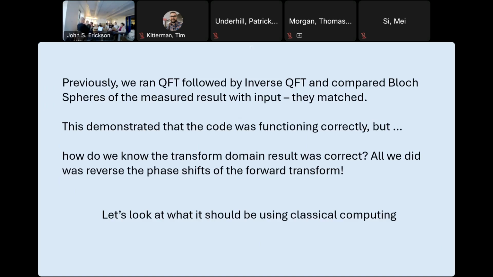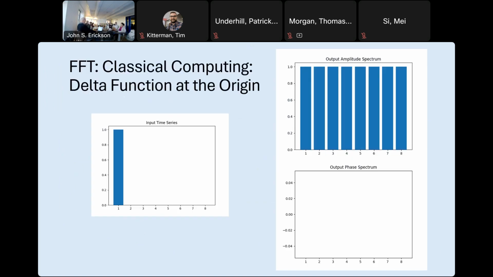All we did was reverse the phase shifts of the forward. You created something and reversed it. So if the forward phase shifts really weren't what you wanted, if you reverse them, you would never know that you didn't get what you needed. So we're going to dive in and prove to ourselves that it is actually the correct set of operations. And we're going to do this initially with classical computing. So this is just Python code that I built for running on my workstation.